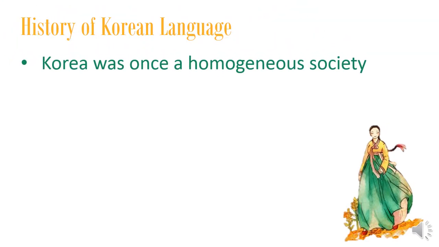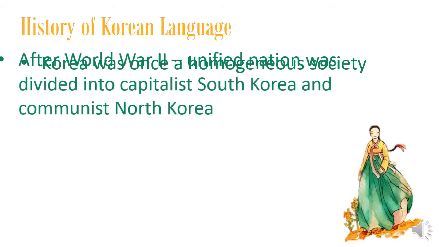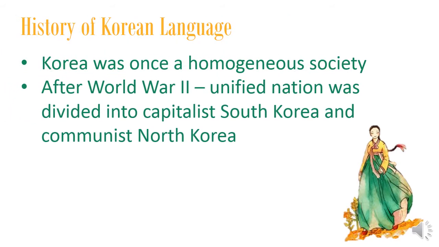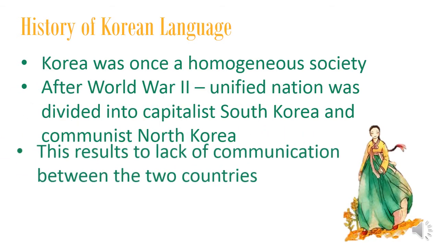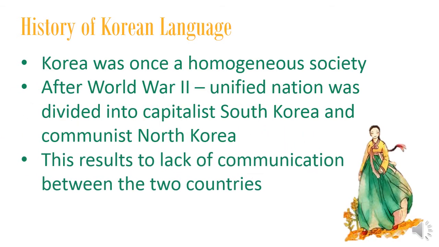Korea was once a homogeneous society during the Silla dynasty. After World War II, the unified nation was divided into a capitalist South Korea and a communist North Korea, and this brought consequences. One of these was the lack of communication between the two countries. They do not have access to each other's television broadcasts and radio stations.